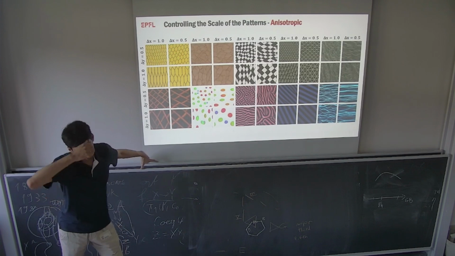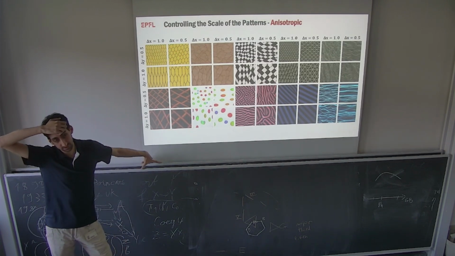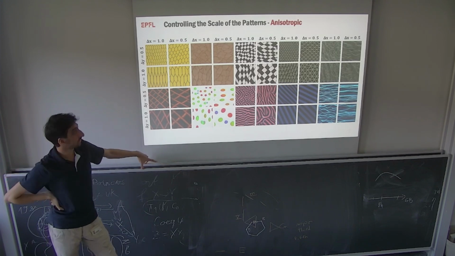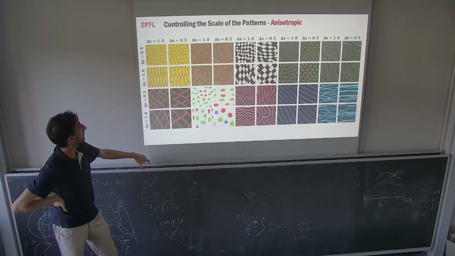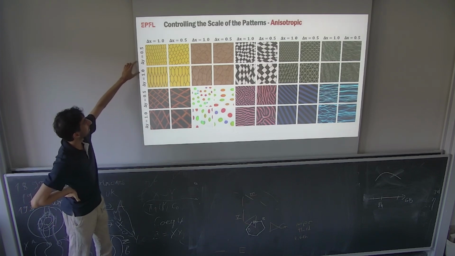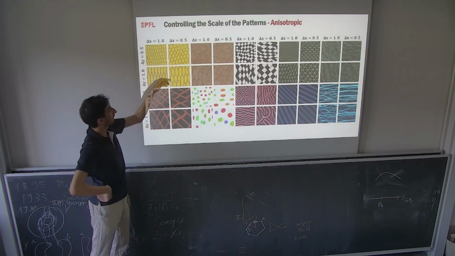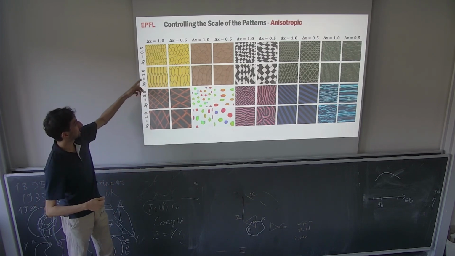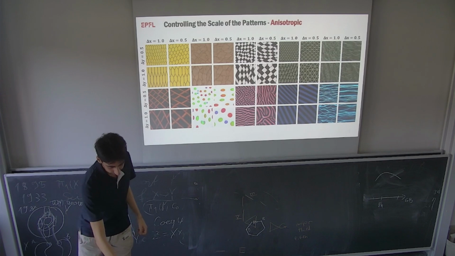And then you can also use different delta x and delta y. So this will create anisotropic patterns. The labels are wrong, but decreasing delta x is like stretching horizontally, and decreasing delta y is like stretching vertically.